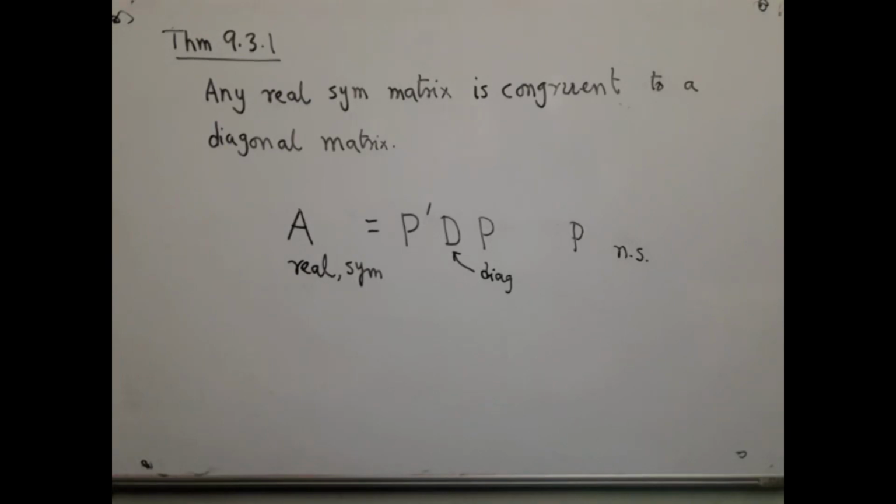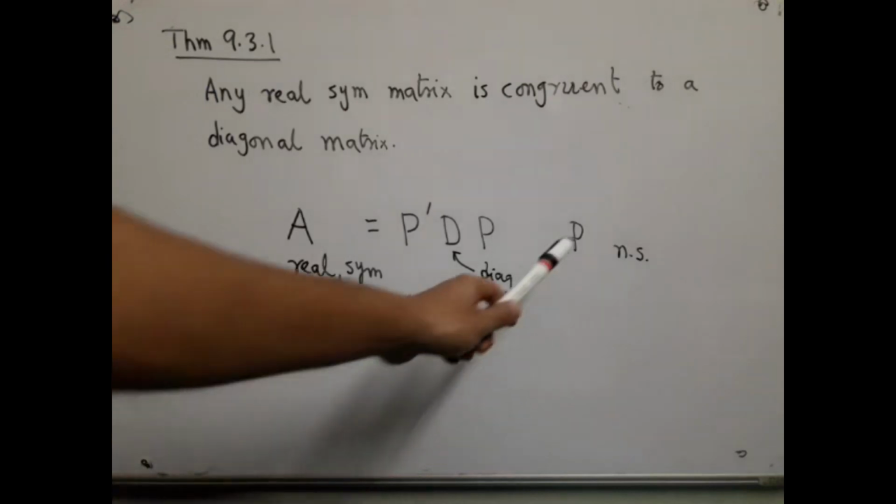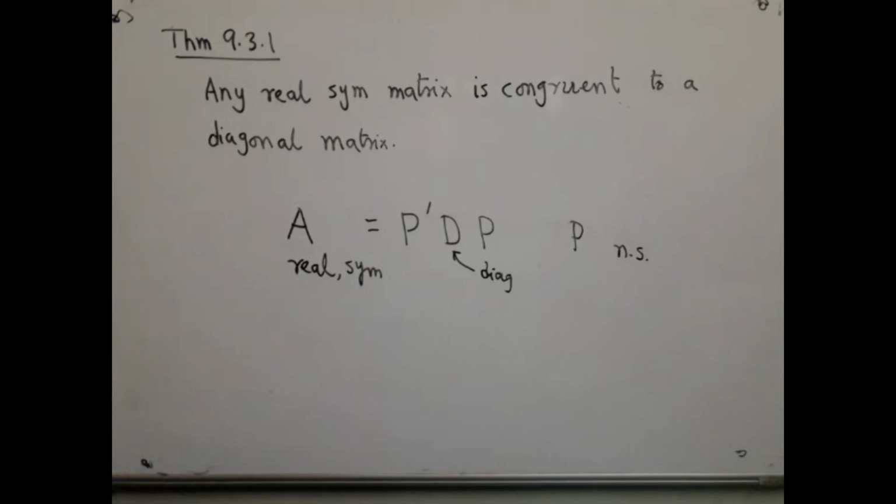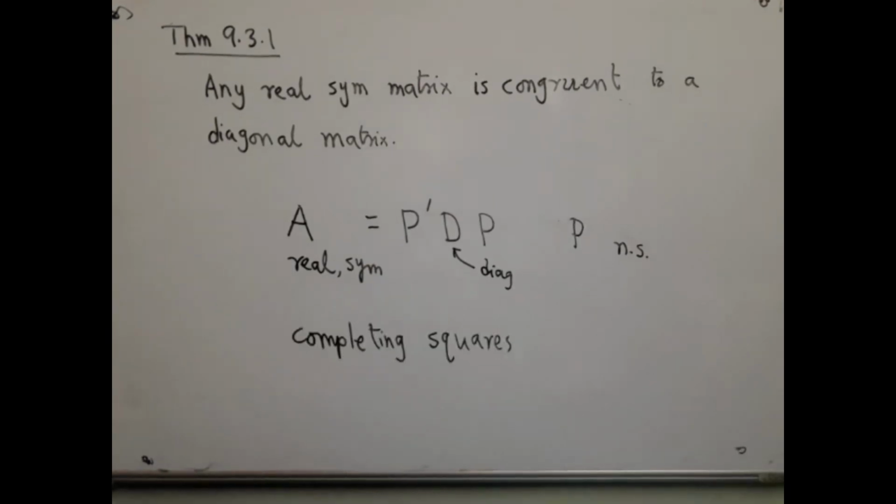Now, the book gives you one particular algorithm by which you can actually construct such a non-singular matrix P as well as a diagonal matrix D using basically the idea of completing squares. But for theoretical purposes, all that we need is Theorem 9.3.1. We do not need a constructive algorithm to get this P and D.